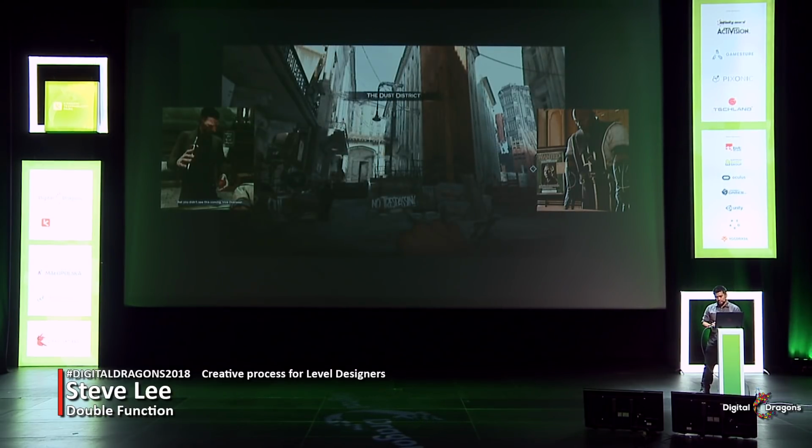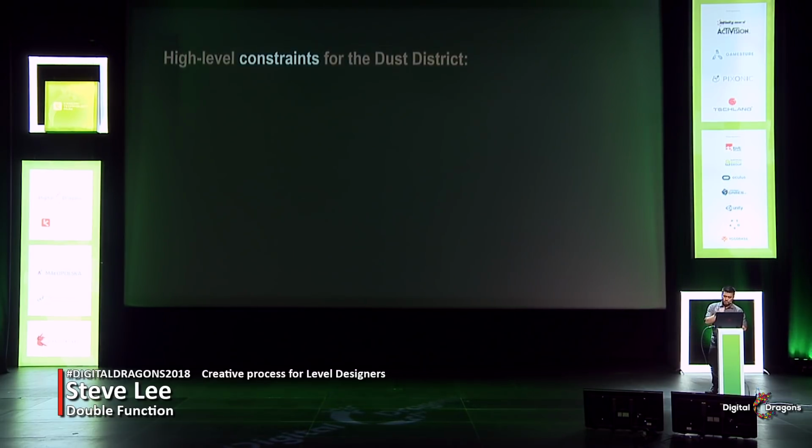So as a little example of this kind of logical approach at the start, I'm going to talk a bit about the Dust District, which was the mission I worked on in Dishonored 2, and some of the thought process behind the very general layout in its early stages.